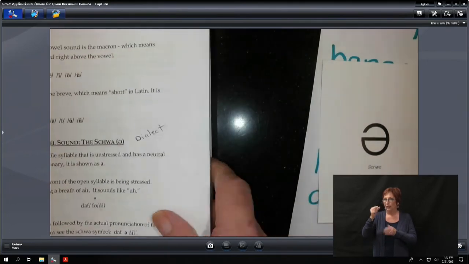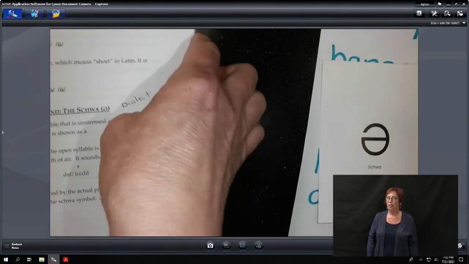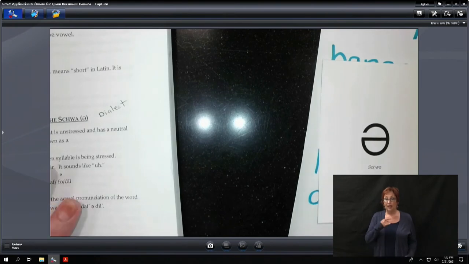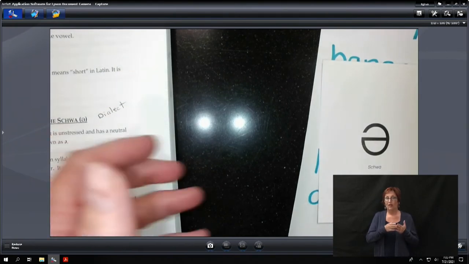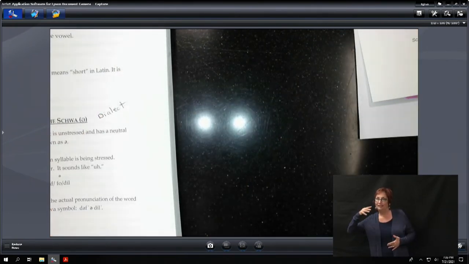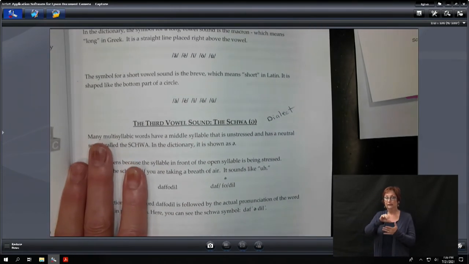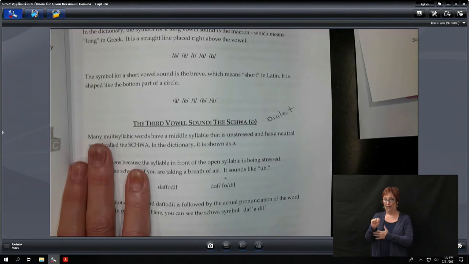Okay, so let's turn to page 13 in the Jordan Gillingham Educator's Manual. They like to call it, in this book, the third sound, the third vowel sound, which is the schwa sound. And really, the schwa sound sort of changes depending upon where you're from.